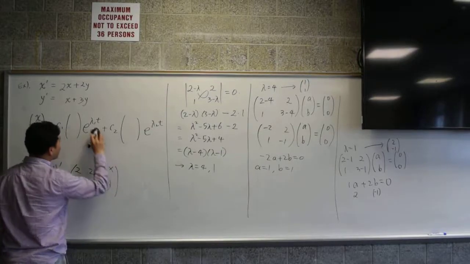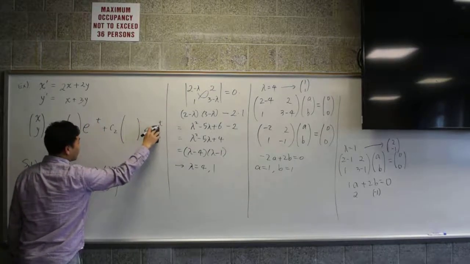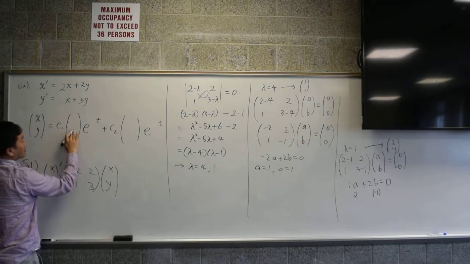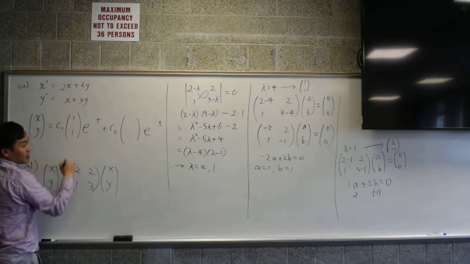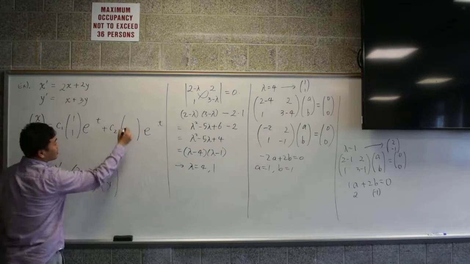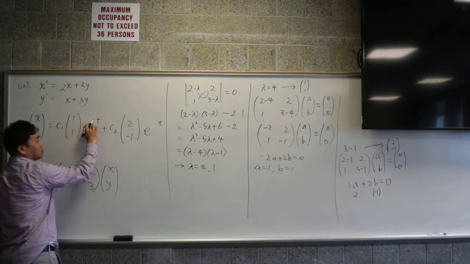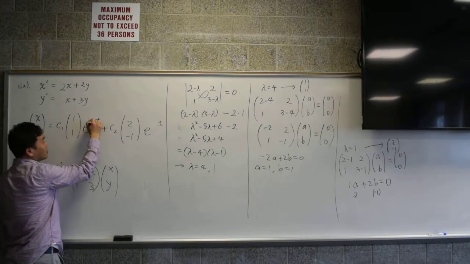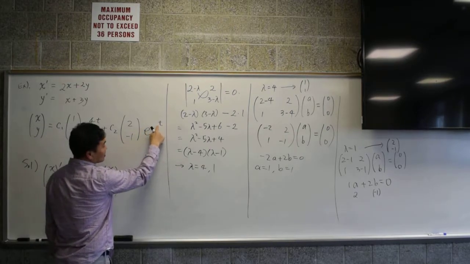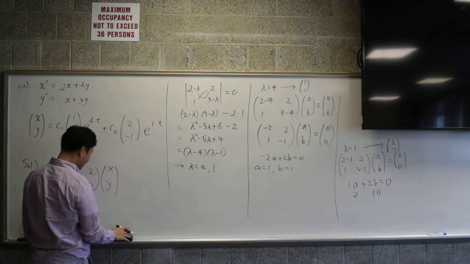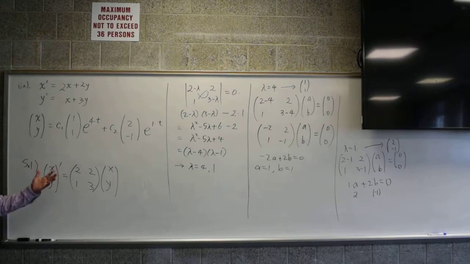So what do I put here in the formula? Here, 1, 1, and then 2, negative 1. Right? And then for here, what do I put? 4. For this, 1. All right, so that's the solution.